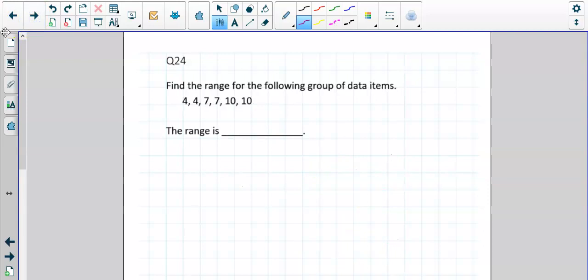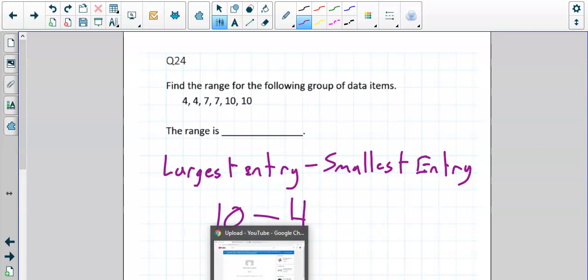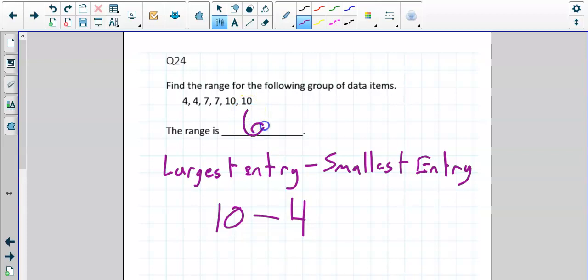24. Find the range. Again, range is not hard. Take the largest entry minus the smallest entry. So what's my largest entry? 10. Minus what's my smallest? 4. 10 minus 4, 6. And there you go. There's your range. See, a lot of these middle questions, real quick. Not much that you have to do.